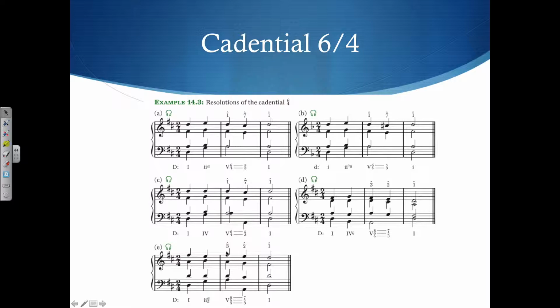The 6/4 works exactly the same way that we saw up here. The only difference is that this note here, the A of the 6/4 chord, which is the bass of the 6/4 chord, moves down to become the 7th of the 5/7 chord. So we can learn a lot from just looking at the cadential 6/4 chord right off the bat. The cadential 6/4 chord is the most common 6/4 chord that we have. And it also lays the groundwork for how all 6/4 chords are treated, right?